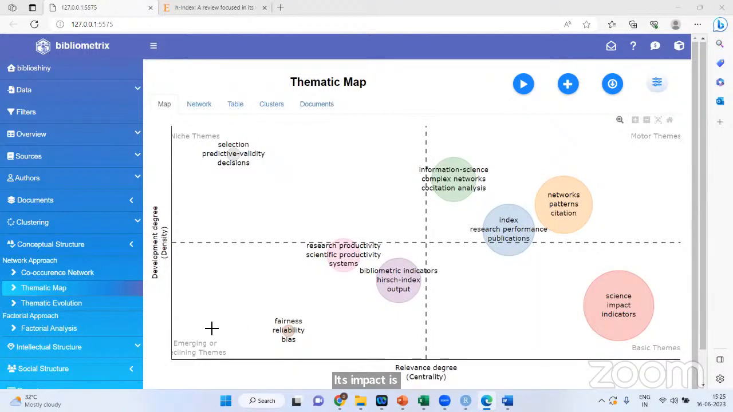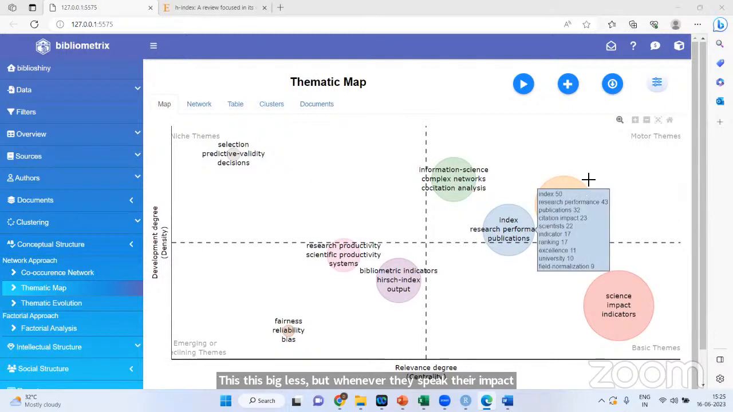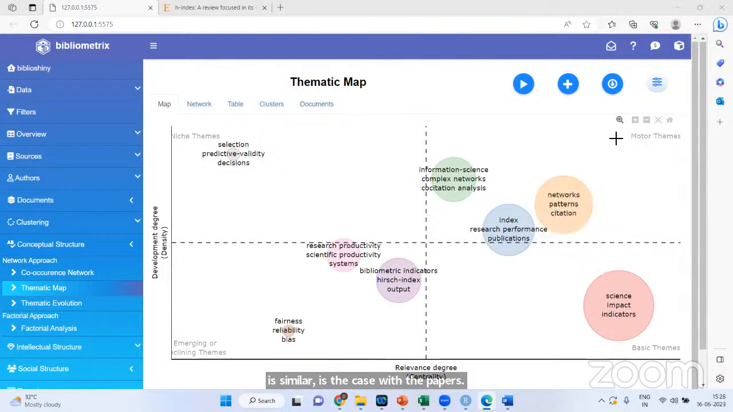Then there are some people in an organization who have low impact, low centrality, low visibility. And here, the visibility is low, but their impact is very high. They speak less, but whenever they speak, their impact is high. Similar is the case with papers also. There are some papers whose centrality is very high and the impact is also very high.